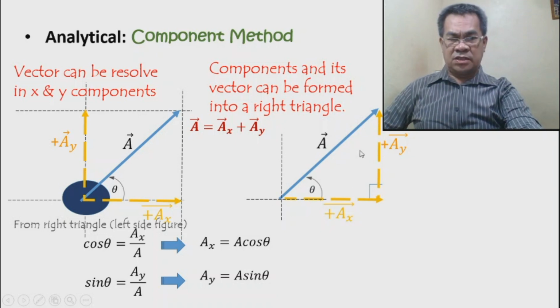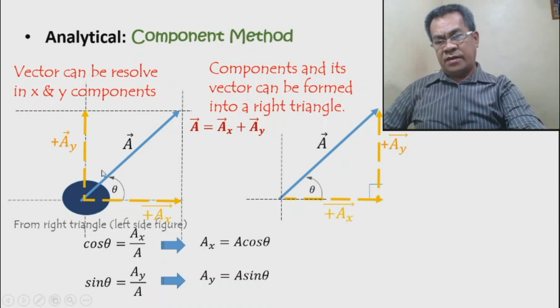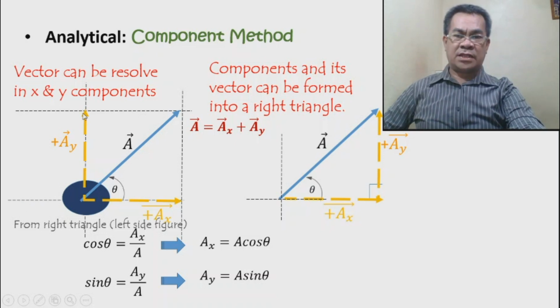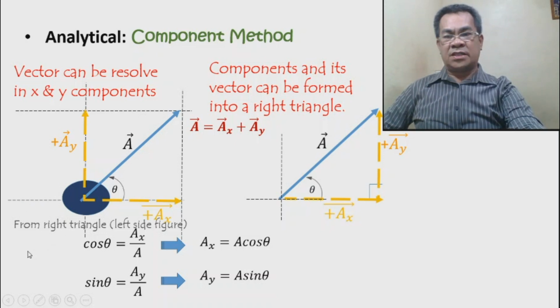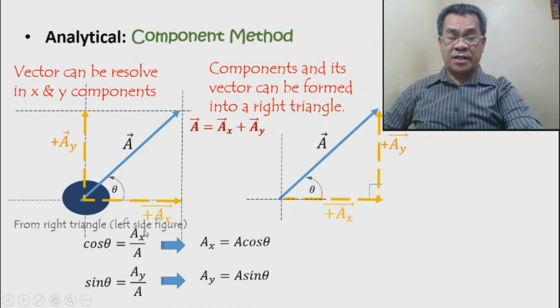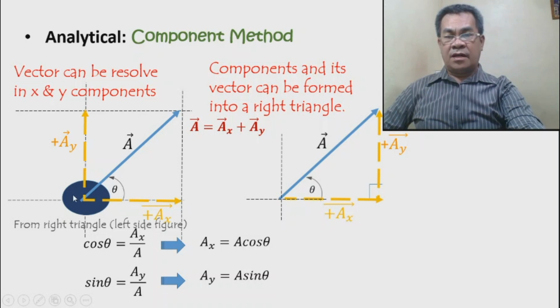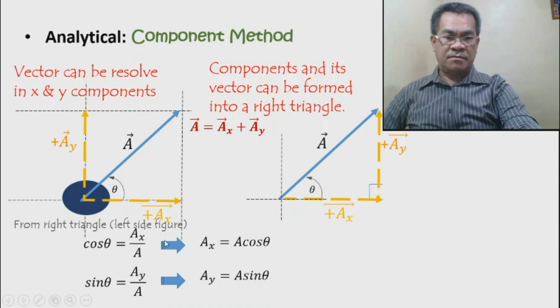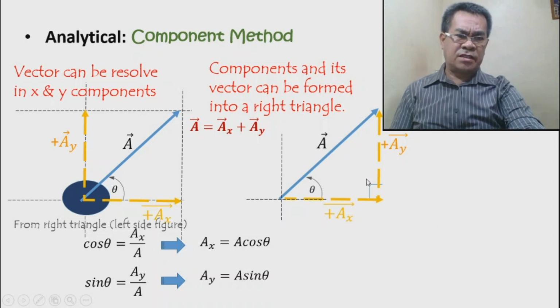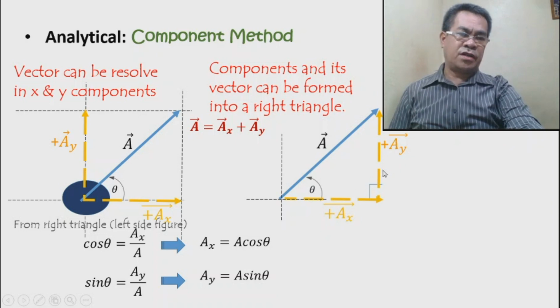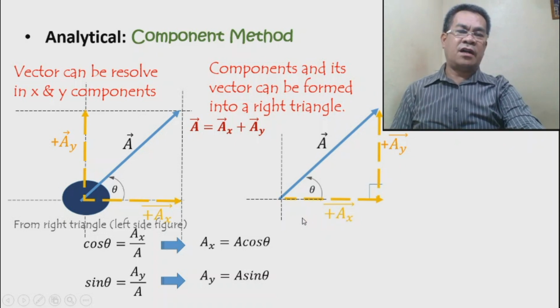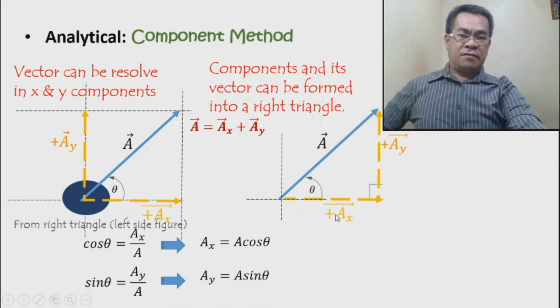Take note, this is located in the first quadrant. Which means to say, if this vector is located in the second quadrant, then the AX component is negative while AY is positive. In the third quadrant, all components are negative. In the fourth quadrant, AX is positive, AY is downward, so therefore negative. So it's very important to know the direction of that component because the components are lying on the axes, so the direction can be expressed in terms of algebraic sign.